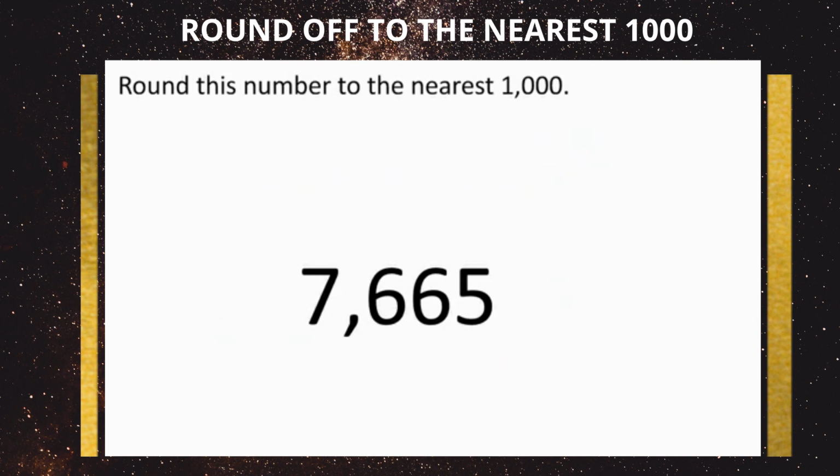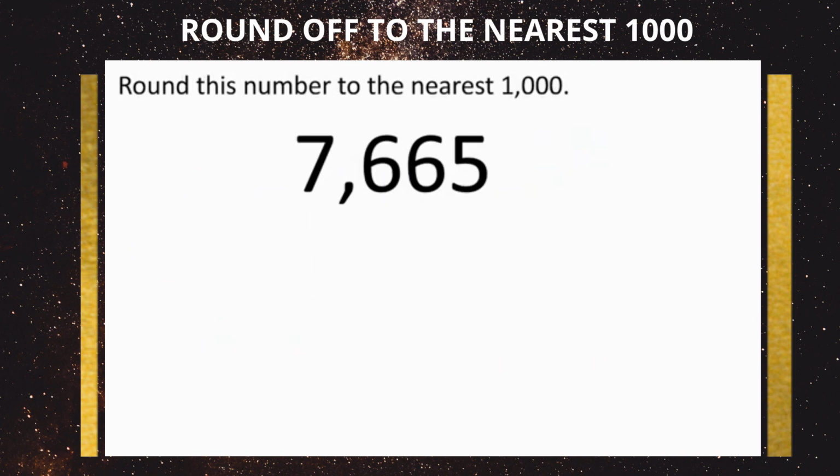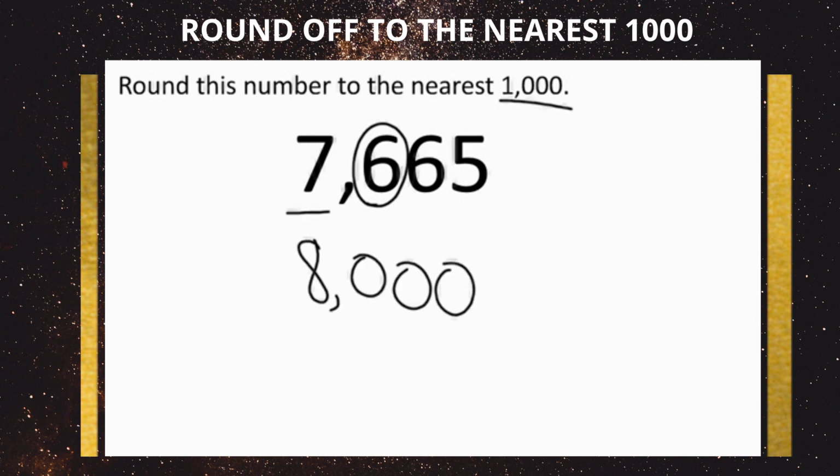Let's round this number to the nearest thousand. The number is 7,665. I'm going to underline the digit I'm rounding to. Since I'm rounding to the nearest thousand, I'm going to underline the thousands place, and then I'm going to circle its next door neighbor. Here is the hundreds. Now I remember that the 6 told me to round up, so the 7 becomes an 8, and every digit afterward becomes a 0. So the nearest thousand to 7,665 is 8,000.